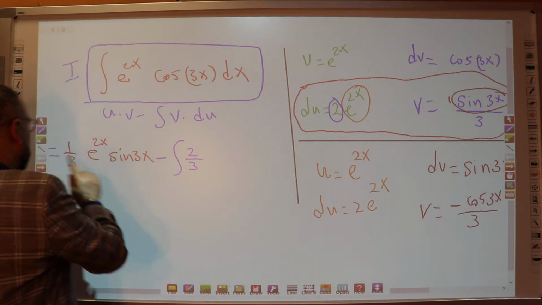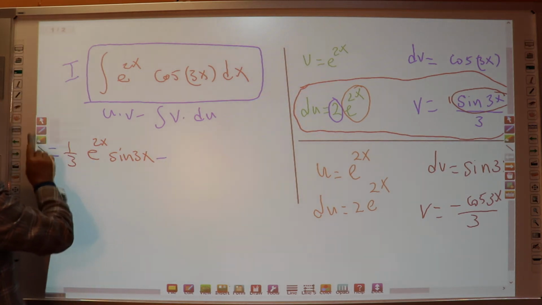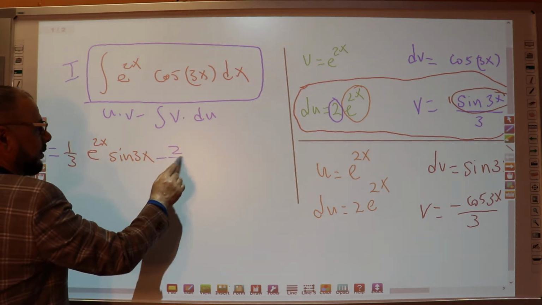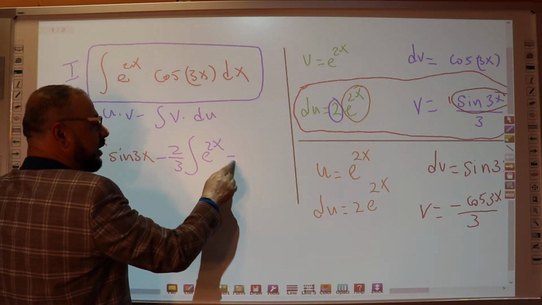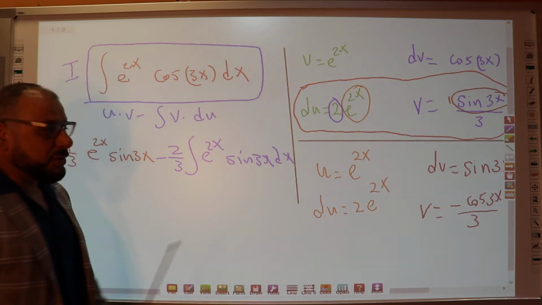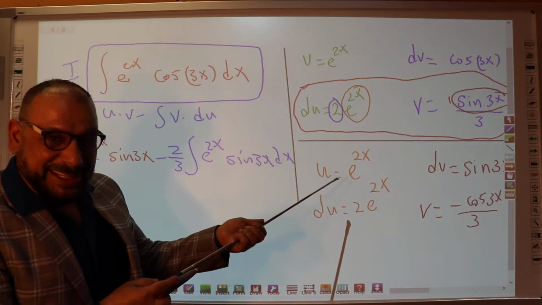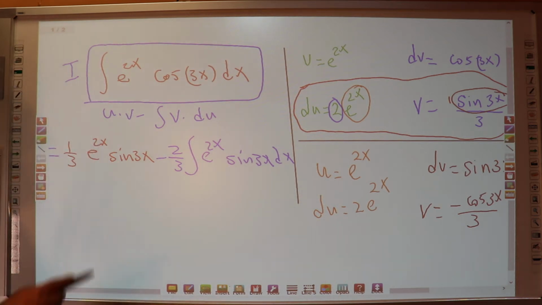I'm gonna take the 2/3 out: 2/3 integration of e to the 2x sine 3x. Because I'm ready here. You see that? I'm ready for the second part.